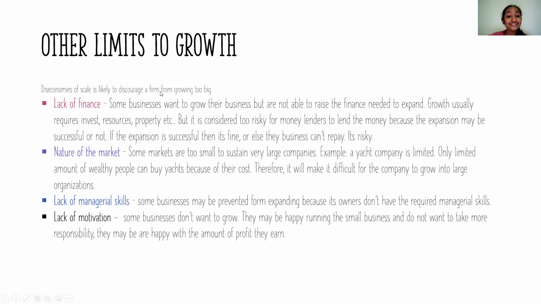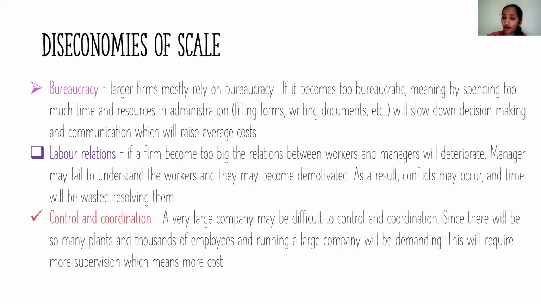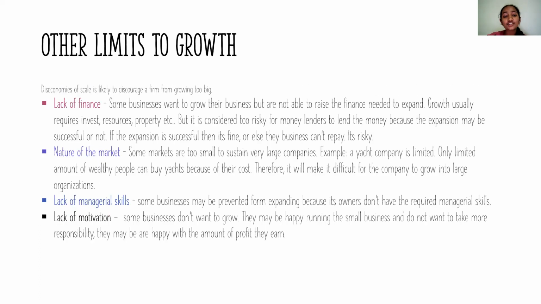Diseconomies of scale is likely to discourage a firm from growing too big, because as we talked about bureaucracy, labor relations, and control and coordination, these may discourage the firm from becoming too big. Then there can be lack of finance. Some businesses want to grow, but they are not able to raise the finance needed to expand. Growth usually requires investment, resources, property, investors, etc. But it is considered too risky for money lenders to lend the money because the expansion may be successful or not. If the expansion is successful, then it's fine, or else the business can't repay.